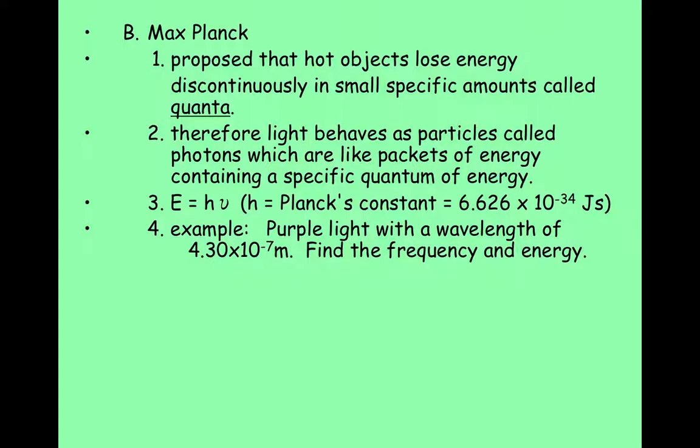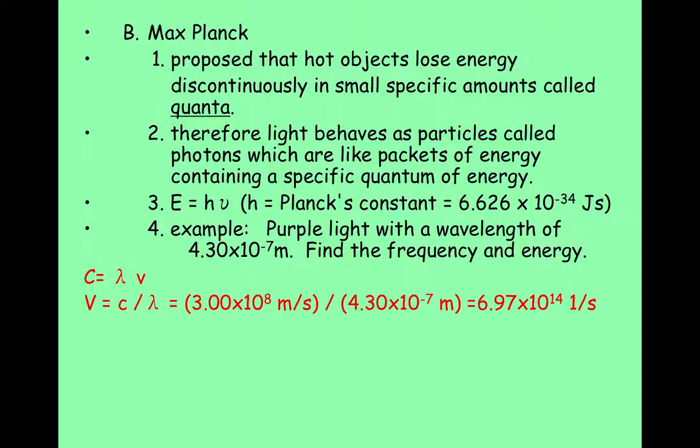So now we're going to do another example problem. We're told that purple light with a wavelength of 4.30 times 10 to the negative 7th meters, and we're asked to find the frequency and energy. Notice how I've done this. We're given wavelength. Planck's equation doesn't have wavelength in it, but we do know that the speed of light equals the wavelength times the frequency. I've substituted a v in here for the nu, just it makes it easier to type it into the computer.